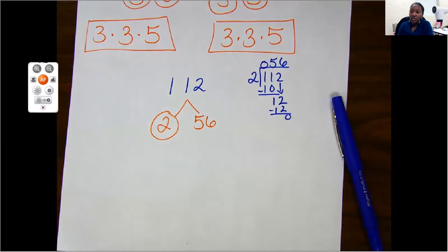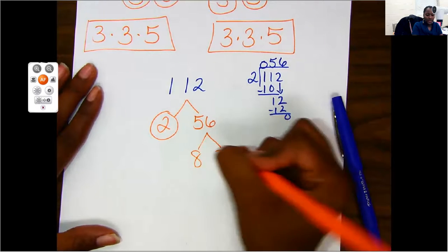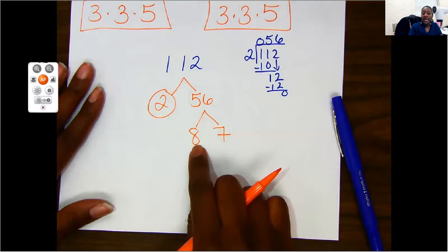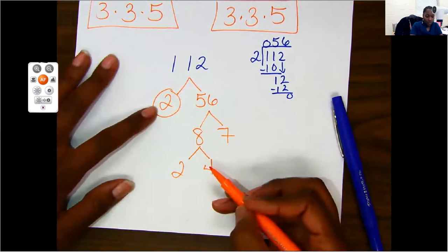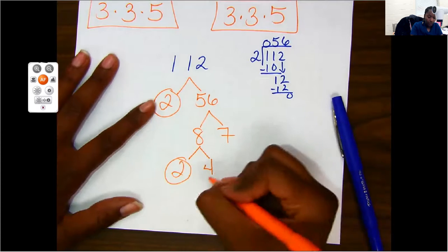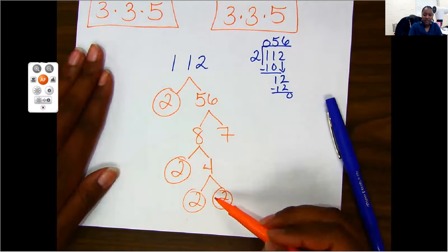Come over here. What times what will give me 56? Again, it's even, so I know I can use 2 times something, but some of you may have realized that I can use 8 times 7. Another one would be, I think, 4. Yeah, 4 times 14. So let's use 8 times 7. 8 times 7 will give me 56. Okay. All right. Now I'm going to look at the 8. What times what will give me 8? 2 times 4 will give me 8. I know 2 is prime, so I'm going to circle that. What times what will give me 4? 2 times 2. I know 2 is prime, so I'm going to circle those. I'm done with the 8. It has been factored as far as it can go.